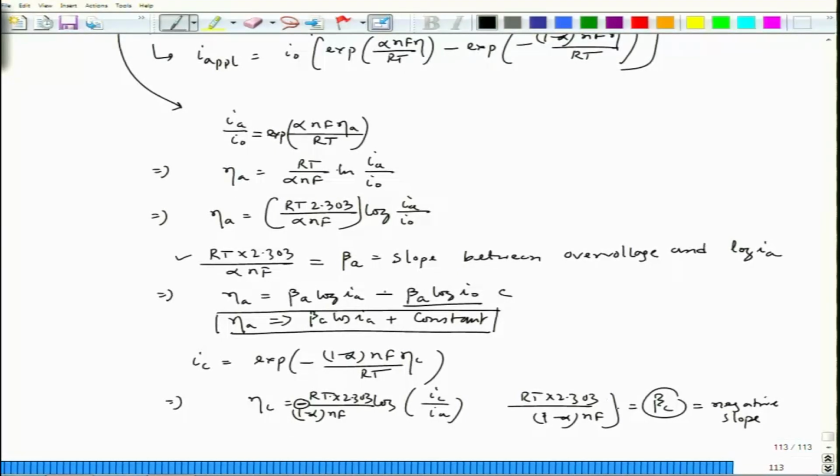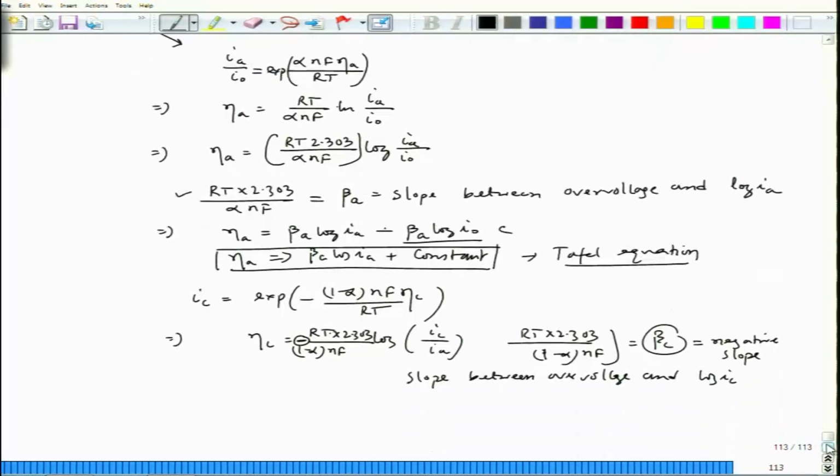So, this is also an overvoltage slope between overvoltage and log Ic. This is called the Tafel equation. We can write this as eta C equal to beta C log Ic plus a constant. This is also a Tafel equation.